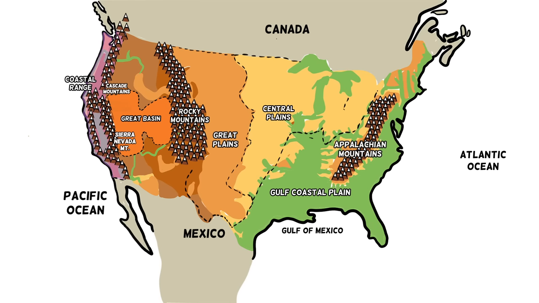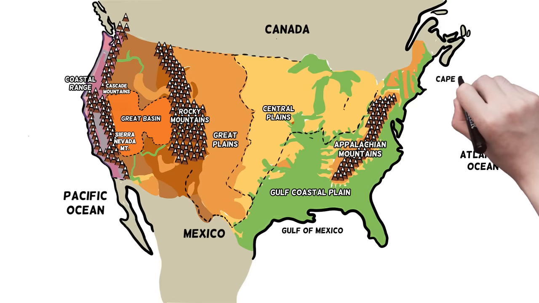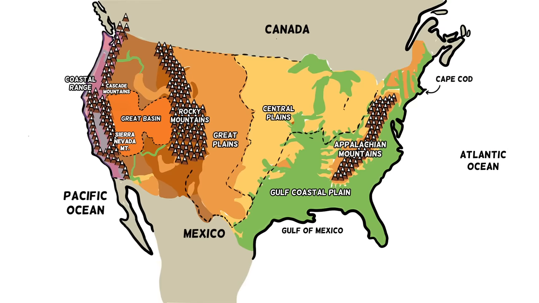As mentioned before, the Pacific Ocean borders the west coast, and the Atlantic Ocean borders the east coast. There are several peninsulas, barrier islands, and archipelagos along the east coast. One of the most famous peninsulas is Cape Cod in Massachusetts. Another important feature is the Chesapeake Bay, located in the mid-Atlantic region. The Chesapeake Bay runs along the coast of Maryland and Virginia and is an important area for seafood production.